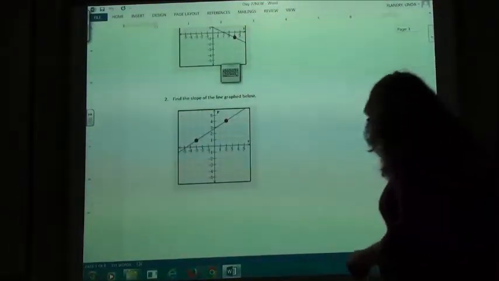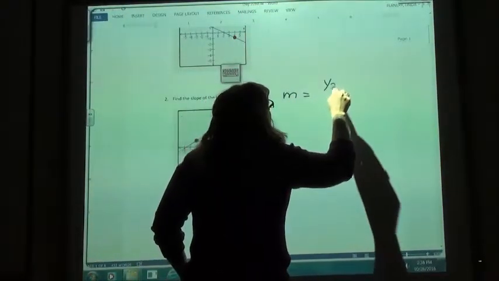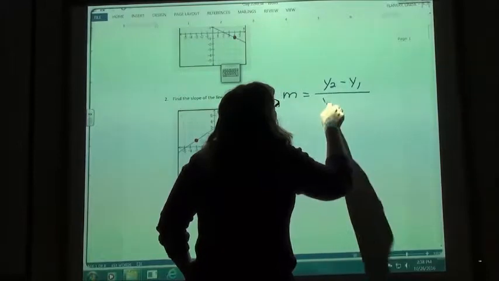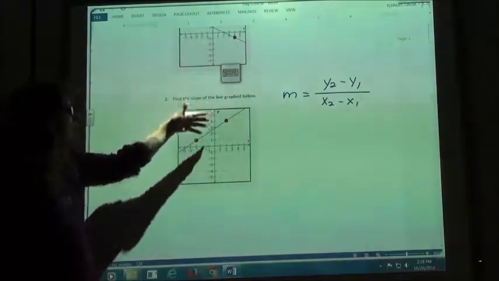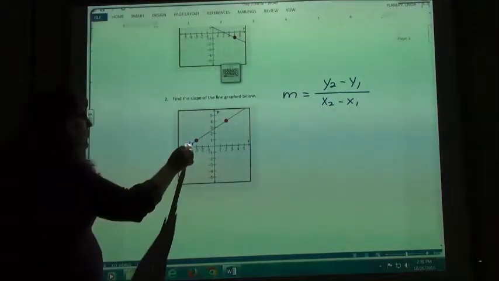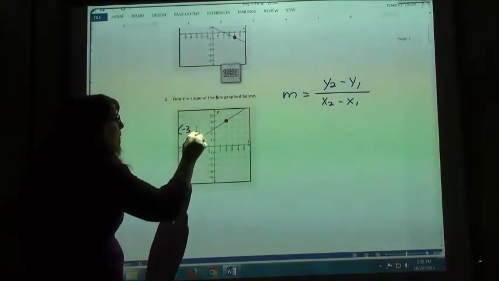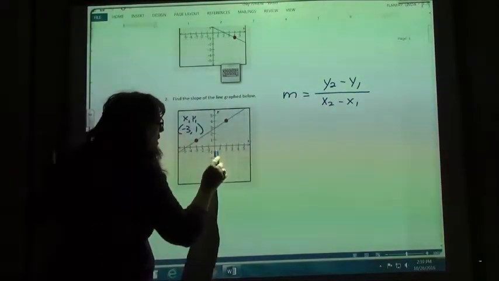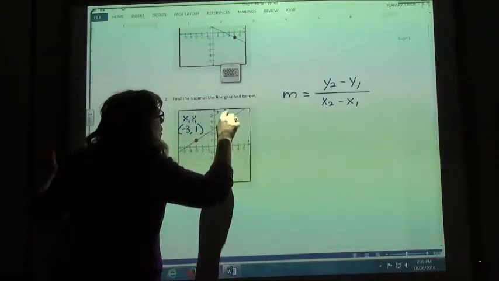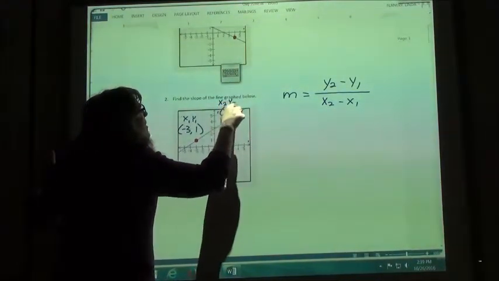So on number 2, if I'm going to find the slope of my line using my formula, y sub 2 minus y sub 1 over x sub 2 minus x sub 1. First thing I have to do is name my 2 points. So this first point is at -3, 1. It's going to be my x1 and my y1. This point over here on the right is going to be at 2, 4. That's my x2 and my y2.